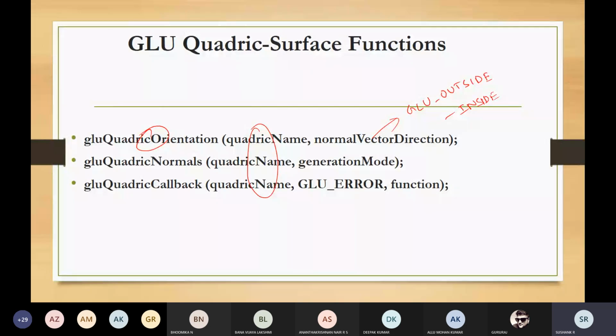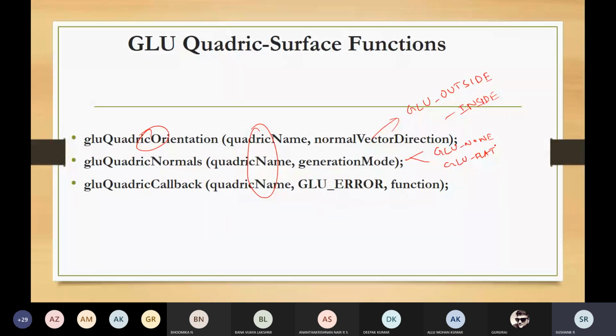Here we have the generation mode as a constant. This generation mode constant can be GLU_NONE or GLU_FLAT. This generation mode will tell how the surface normal vector should be generated. The default option is GLU_NONE. For flat surfaces we can use the constant GLU_FLAT.